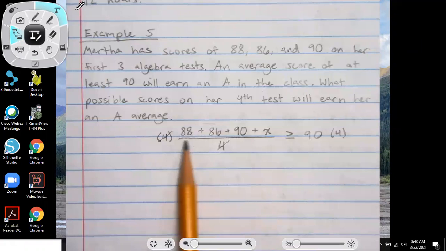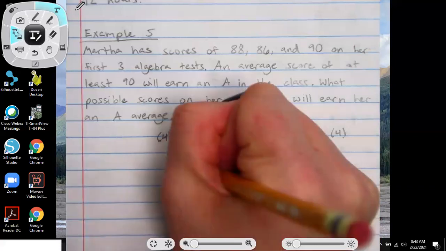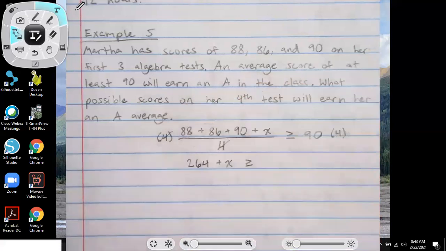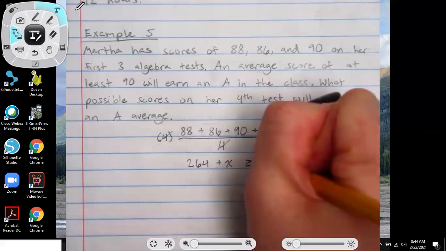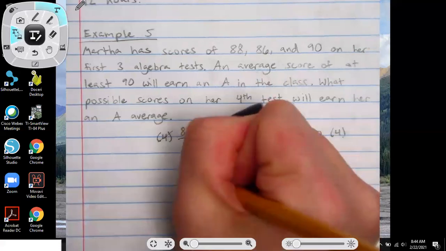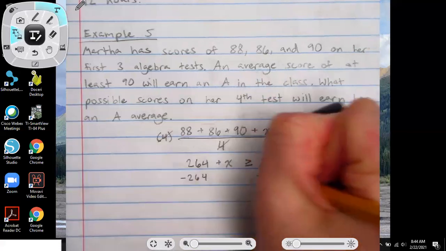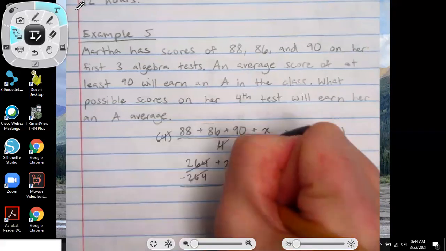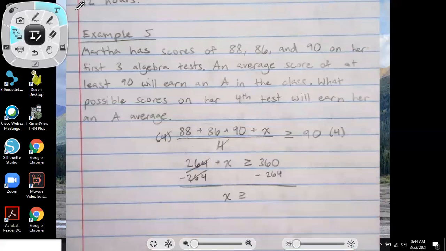Let's go ahead and add up these first 3 numbers. So 88 plus 86 plus 90 is 264 plus X is greater than or equal to 90 times 4, which is 360. Okay, to get X by itself, we need to subtract 264 from both sides. So we get X is greater than or equal to 96.